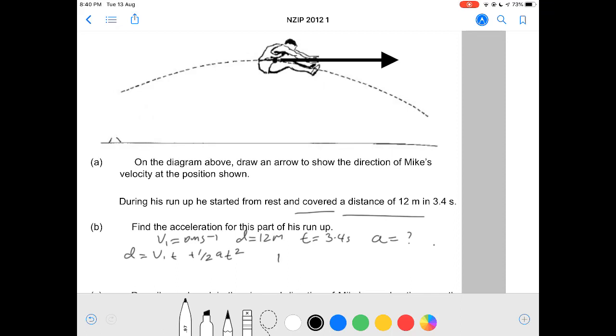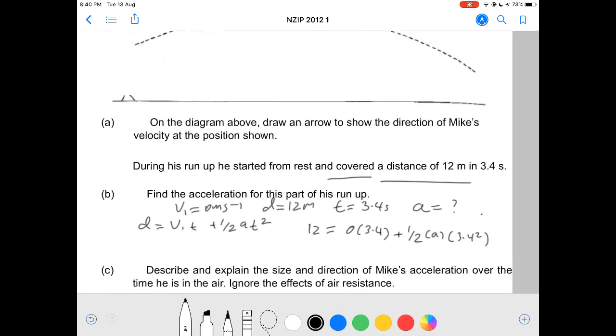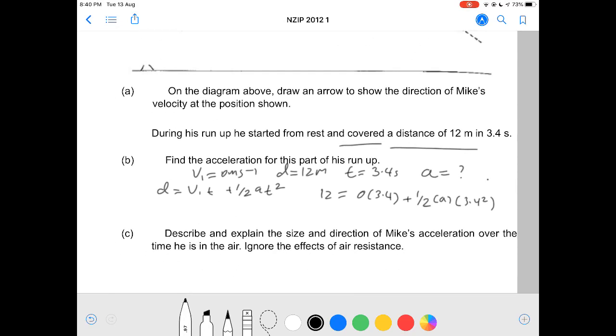So D equals 12, so 12 equals, Vi is 0, so 0 times 3.4, plus half of A, we don't know what A is, so we just say A times 3.4 squared. And now all you need to do is a bit of rearranging, okay?